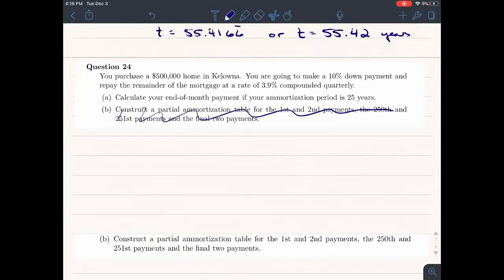So here we go. You're going to purchase a home. Surprise, surprise. You're going to make a 10% down payment and repay the remainder of the mortgage at a rate of 3.9% compounded quarterly. So the first part is always going to be calculate your end of month payment, or whatever I say, beginning of month or whatever, if your amortization period is 25 years. I'm not even going to draw a timeline because that's not what the question is all about. It's more going to be about finding our PMT.